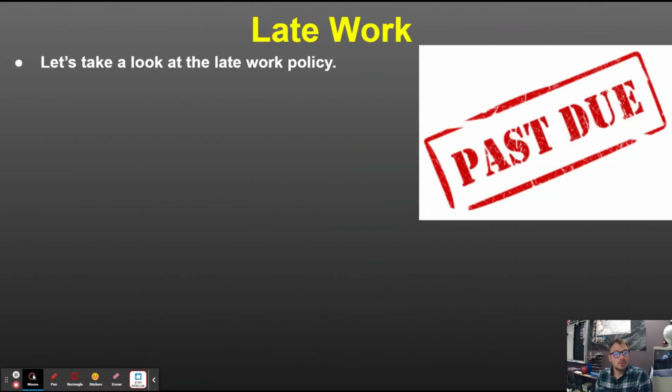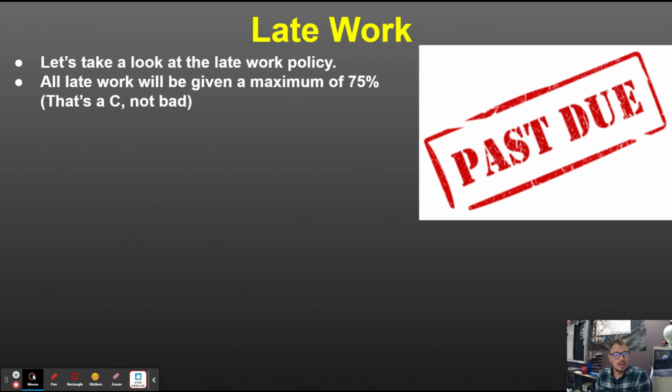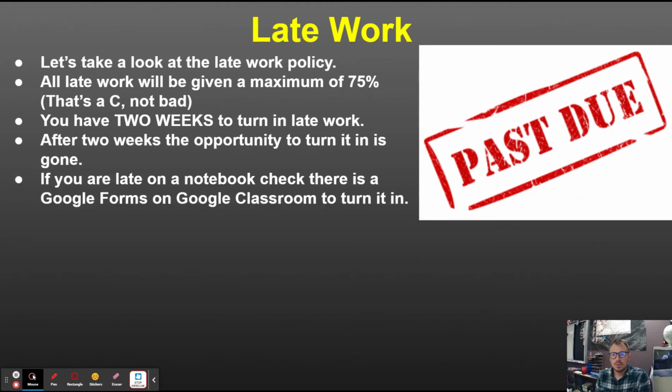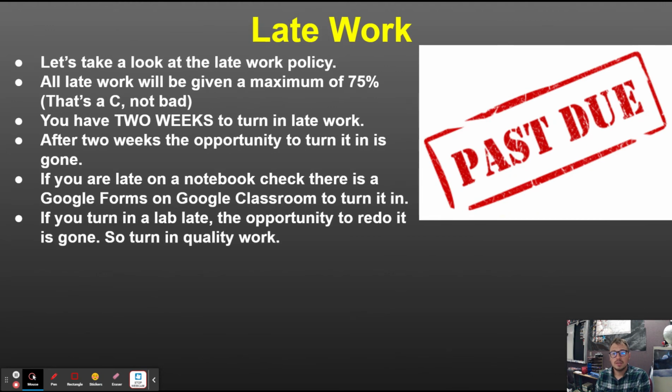So as far as late work, you can see that the 2 weeks is the magic number. All late work will be given a maximum of 75%. So that's a C. That's not bad. You have 2 weeks to turn in late work. After 2 weeks, the opportunity to turn it in is gone. If you are late on a notebook check, there is a Google Form on Google Classroom to turn it in. If you turn in a lab late, the opportunity to redo it is gone.